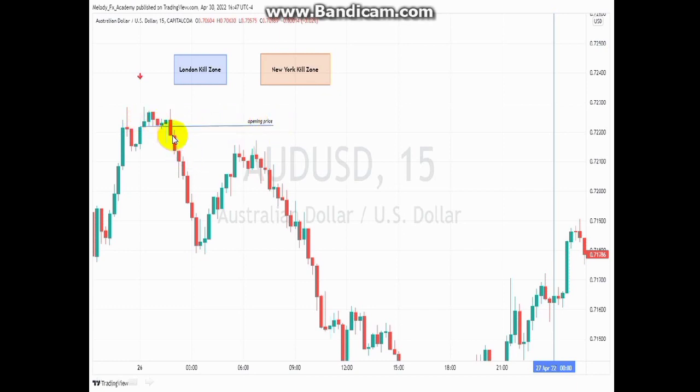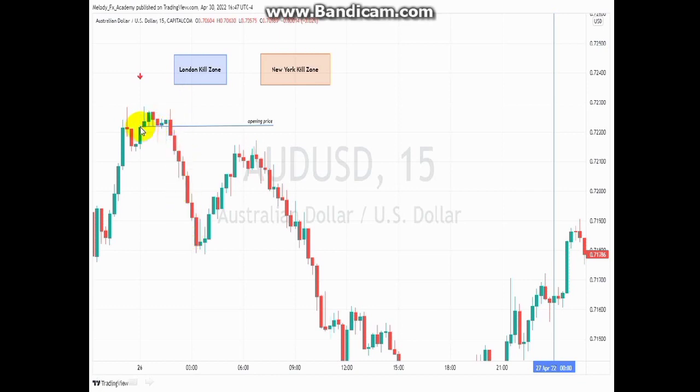Now remember, my directional bias is bearish, right? So I'm looking for sell setups. So my high probability setup will be to look for my entries above the opening price, right? So my high probability setup is to look for sell entries above the opening price. Because the price open, this is our accumulation, so we should see some level of manipulation, then distribution.